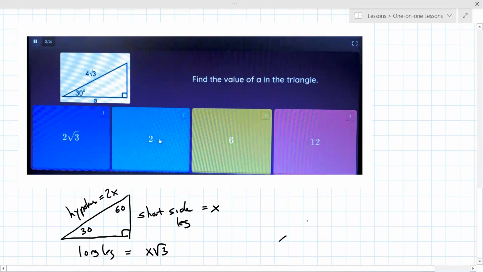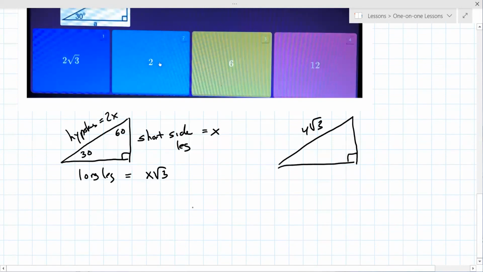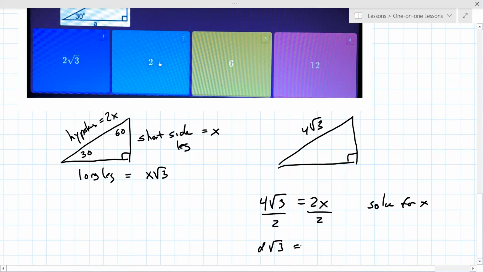So what you do when you have a problem like this, and they actually didn't give you a very easy one to start out, is you take the known side. In this case, the known side is the hypotenuse, and you assign it to the reference side, which is the 2x. And then you solve for x. So you're going to divide both sides by 2. 2 square root 3 equals x. But that's not the answer.